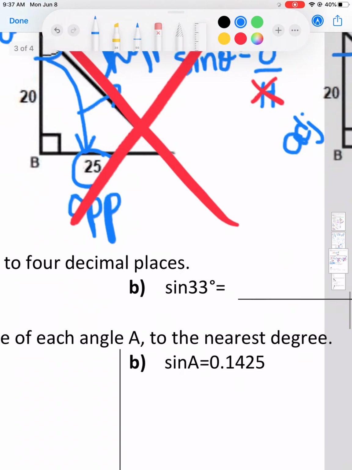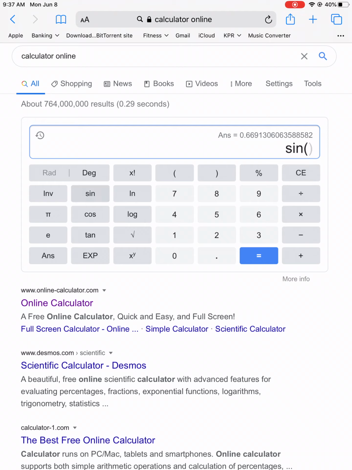Okay, so next one, sine 33. Clear that. So sine 33 equals 0.5446. Remember, I did say to 4 decimal places.